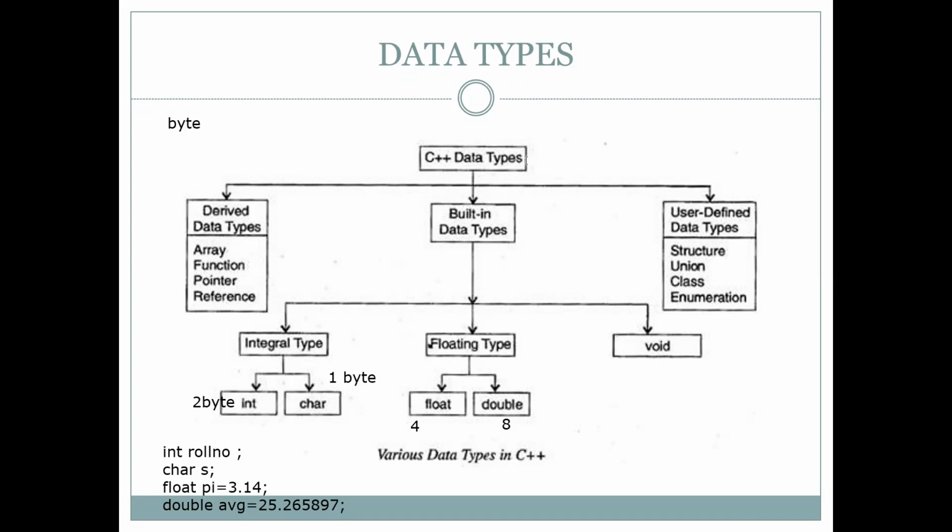Okay, and array, functions, and the pointer and the reference. So array is a separate topic from your C++. Again, function, pointer, and the references, so all these topics are covered later, as well as the structure, union, class, and enumeration. Okay, so basic, there are only these data types: integer, character, float, and double.